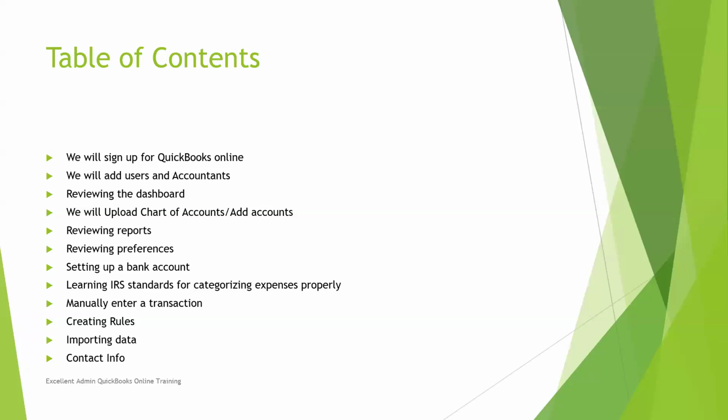We're going to review some of the preferences we have. We're going to set up a bank account. We're going to learn the IRS standards for categorizations. We're going to manually enter transactions, work on creating rules.